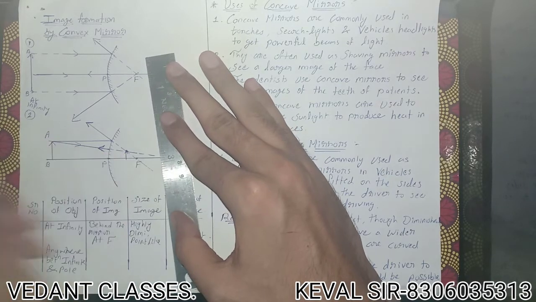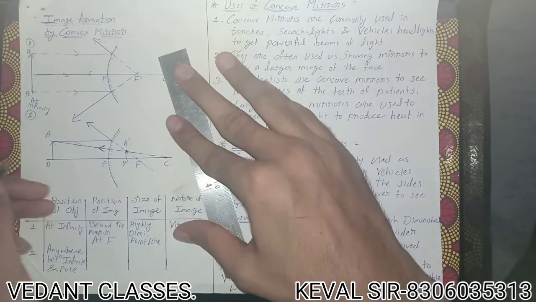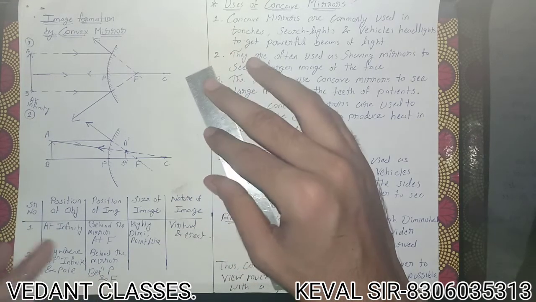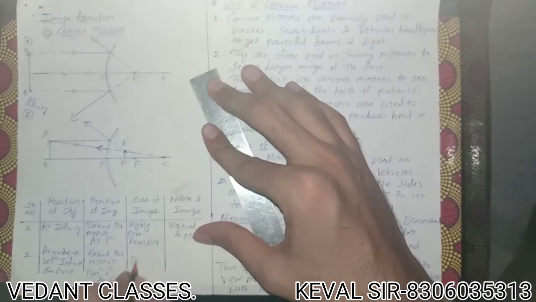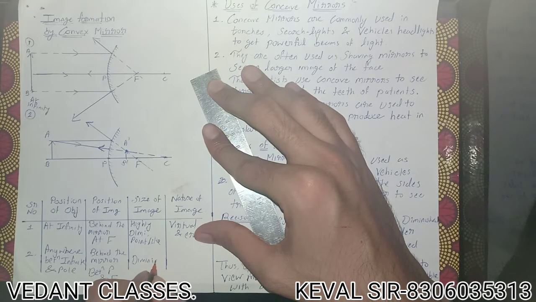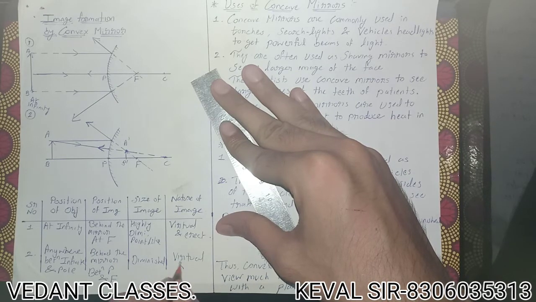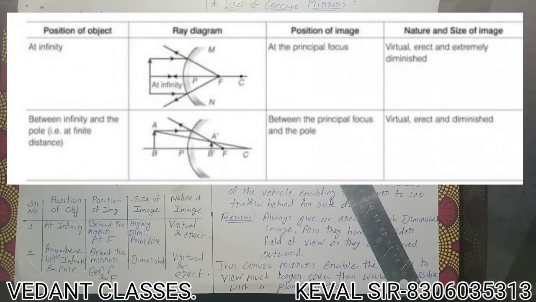Here you are having an image. You can say A dash B dash. Now you can see that this image is smaller than this one. Okay, so the position of image is again behind the mirror and between pole and focus. Okay, between P and F, behind the mirror. The size of image, you can say it is diminished. Okay, diminished size you are having, and the nature is virtual and erect. Okay, so this is the image formation for the convex mirror.